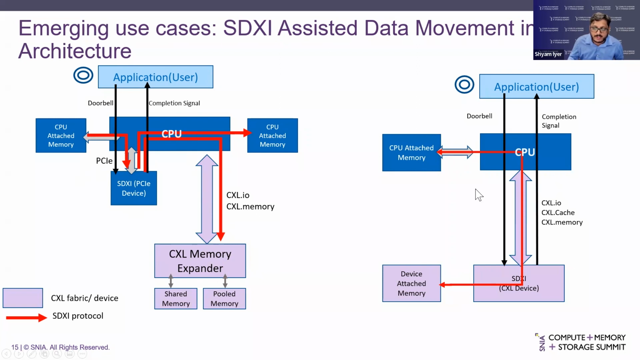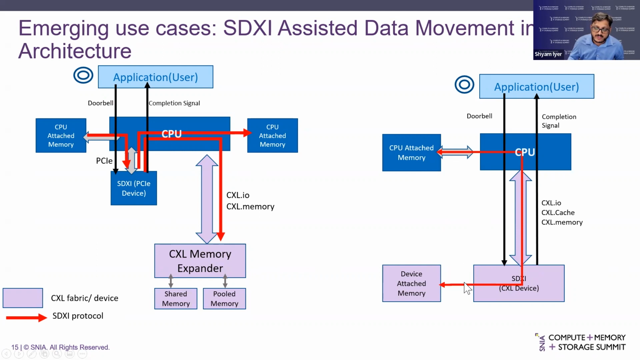The picture on the right here is where an SDXI is actually a CXL device implementation. Because remember, like we said, SDXI is interconnect independent. So an implementation could exist as a PCIe device, as a CXL device, or any other kind of proprietary device. The interface and the data structures is where we standardize them. So in this model, you could have SDXI CXL device being used for data movement between CPU attached memory.